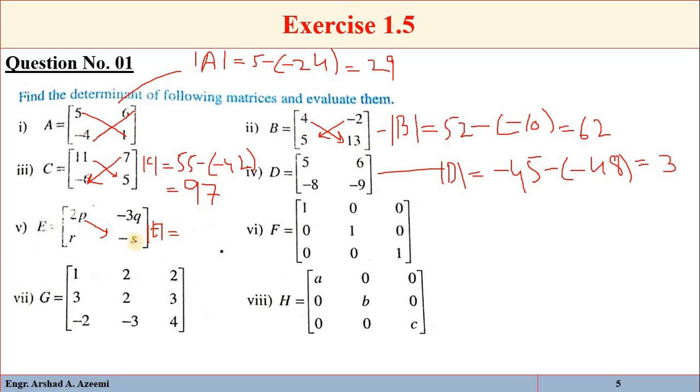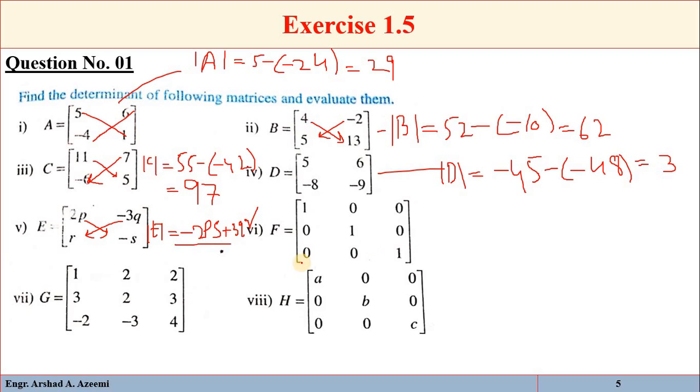Okay, similarly the determinant of matrix E will be equal to the product of the main diagonal elements, so 2p multiplied by minus s, it will be minus 2ps, and minus the product of the secondary diagonal elements, minus 3q multiplied by r, so it will be minus 3qr, and here we have minus, so it will be plus 3qr. So its determinant is minus 2ps plus 3qr.